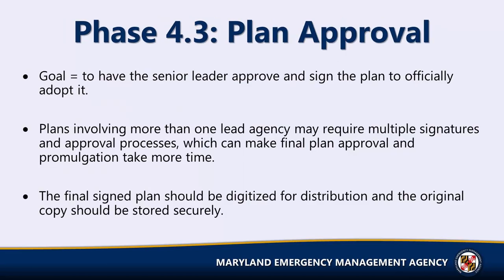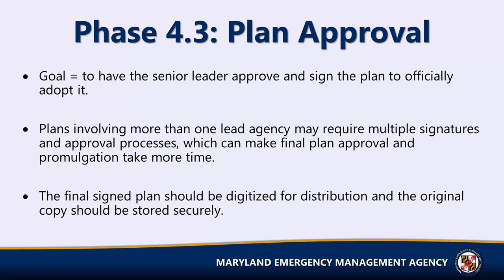Now that the plan has gone from conception to completion, it is time to have the senior leadership of the organization officially approve the plan. The goal is to have the agency director approve and sign the plan to officially adopt it. Most jurisdictions have a formal review and adoption process. The signing will typically coincide with a senior leader briefing.